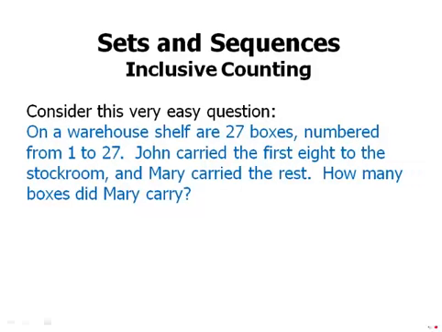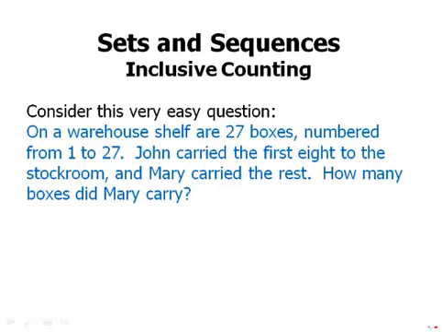So now we'll talk about inclusive counting. First of all, consider this very easy question. On a warehouse shelf, there are 27 boxes numbered from 1 to 27. John carried the first 8, so he carried boxes 1 through 8, and Mary carried the rest. How many boxes did Mary carry?